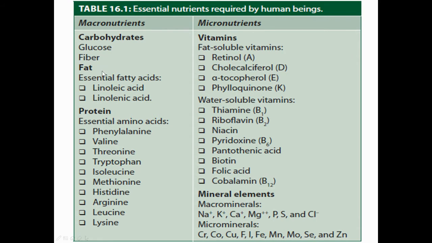If you are thinking about fat, we have to think about essential fatty acids, which are PUFA. Here we are depicting only two: linoleic acid and linolenic acid. The third one is proteins, as I explained earlier. Proteins are chains of amino acids, classified into two types: essential amino acids and non-essential amino acids.